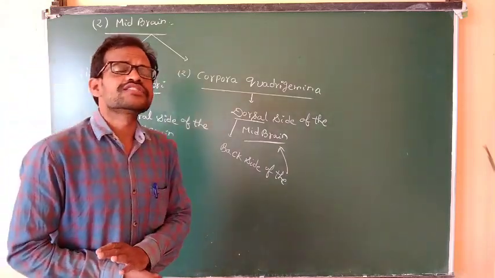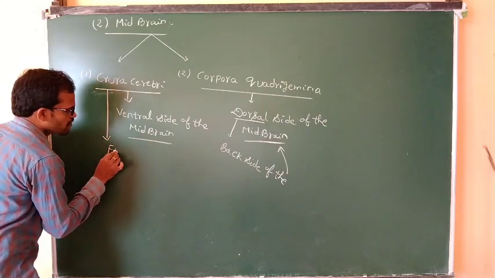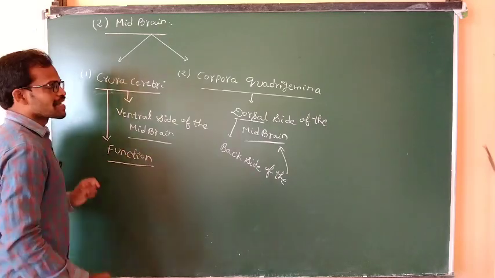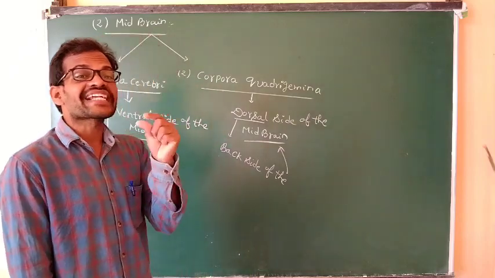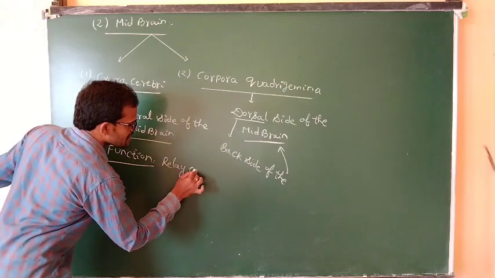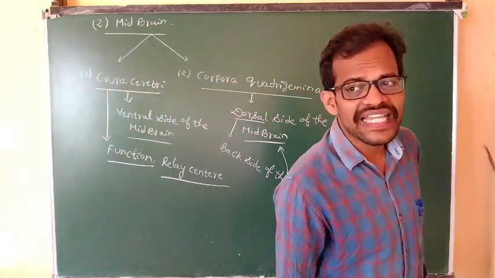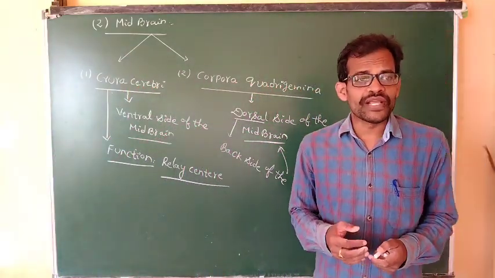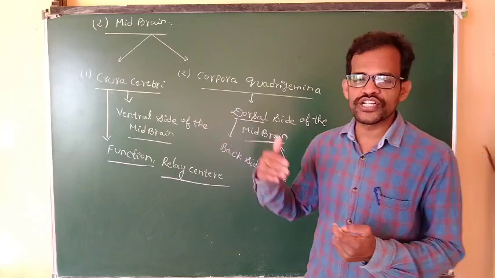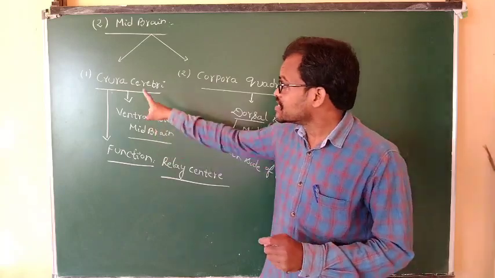What is the function of the crura cerebri? It acts as a relay center. What is the meaning of relay center? Relay center means the information, the neurons, are distributed into the entire brain: the upper part of the brain, the lower part of the brain, and the lateral side of the brain. That is the crura cerebri.